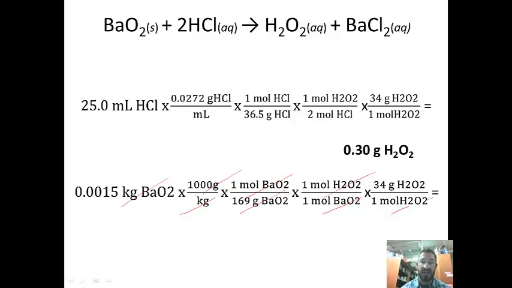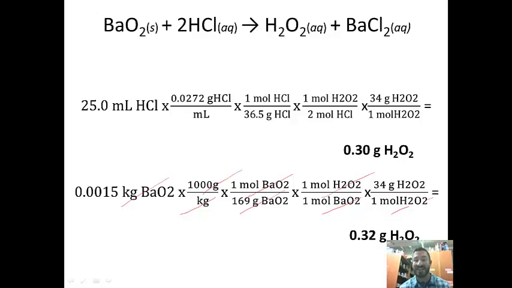To get this answer, all you're going to have to do is say 0.0015 kilograms times 1,000 divided by 169, and then you don't need the 1 over 1, then just times 34 and you get your answer. When I do this in the calculator, this is the number I get, 0.32 grams of hydrogen peroxide.